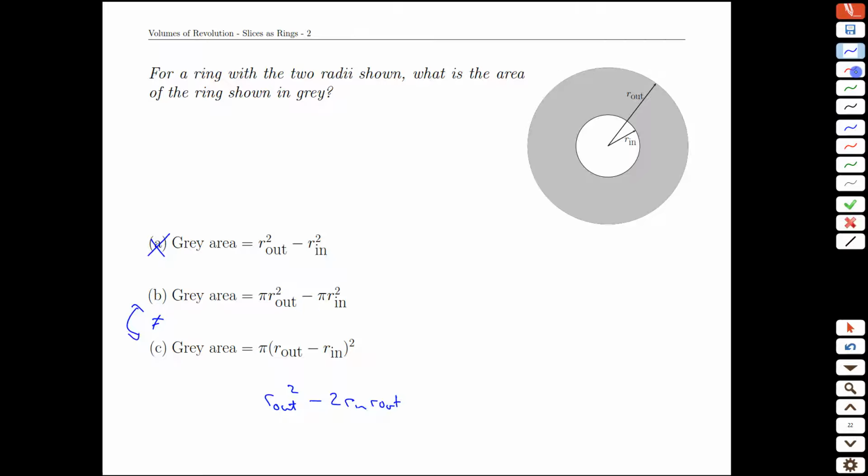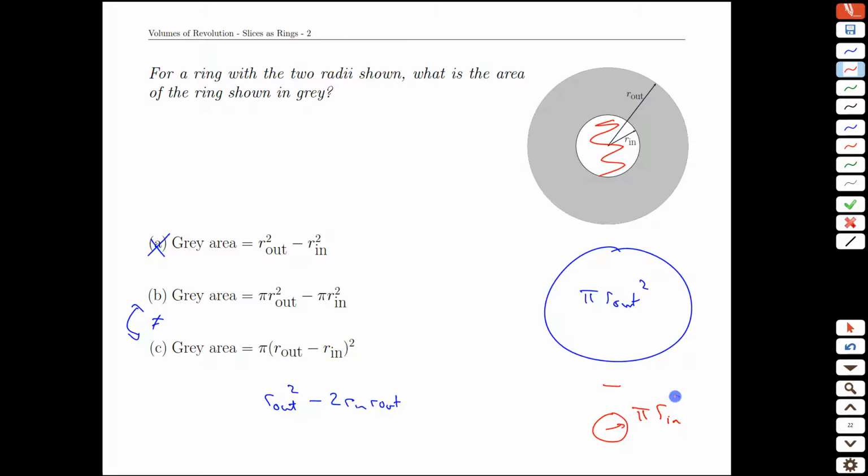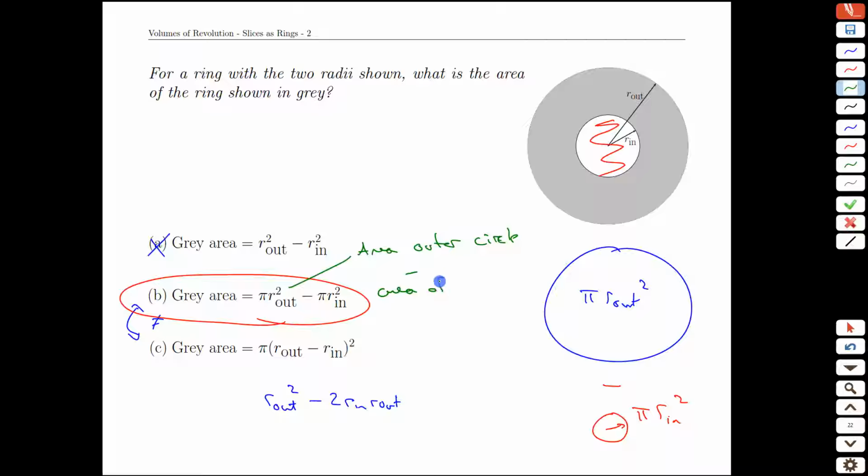Well, the easiest way to figure this out is to ignore the hole for a second and recognize that the big circle has area pi r outer squared, pi times r outer squared. And then we are literally subtracting the hole in the middle, which has area pi times r inner squared. Well, that's exactly what this formula here does. It punches a hole in the middle of the larger circle and subtracts the area of that hole. If it helps, you can think of this as the area of the outer circle minus the area of the inner circle.